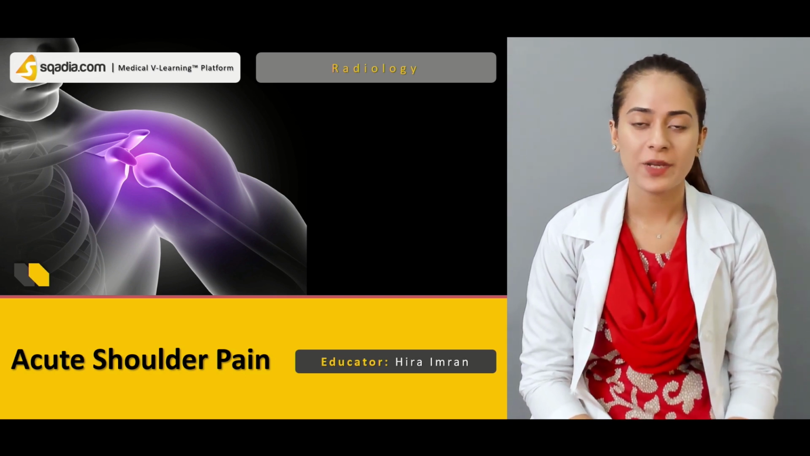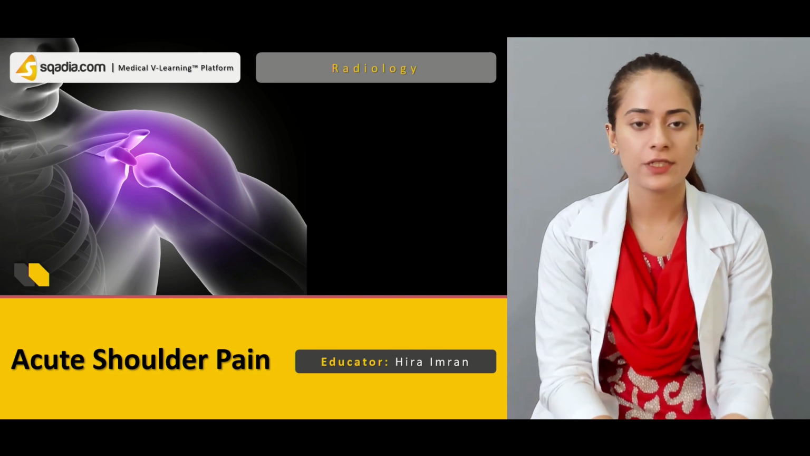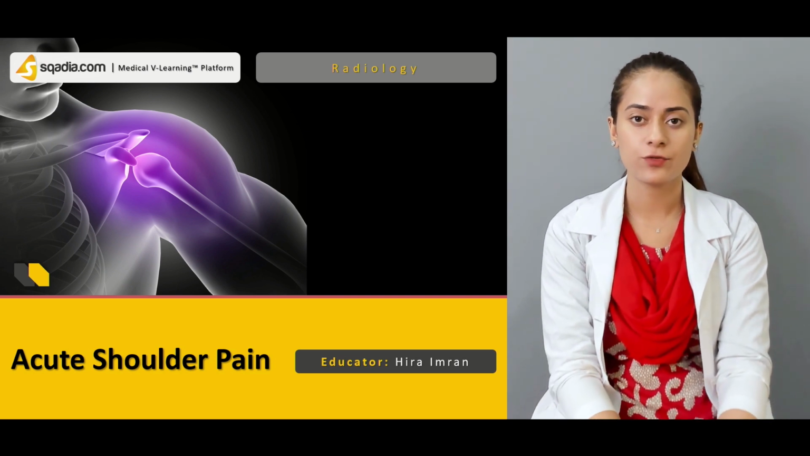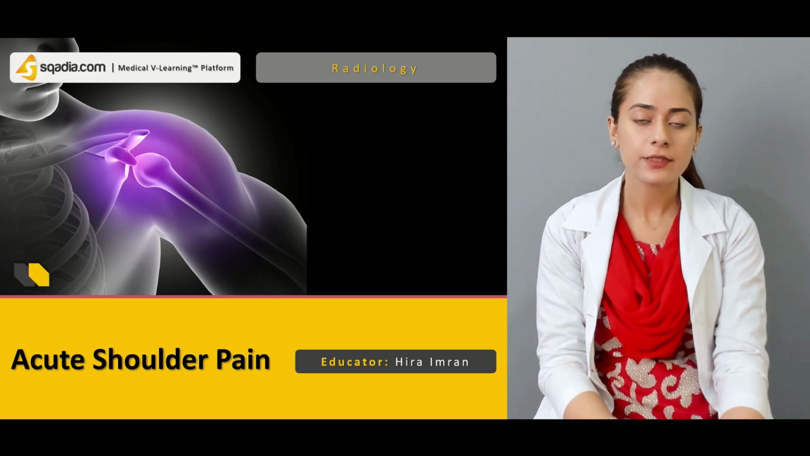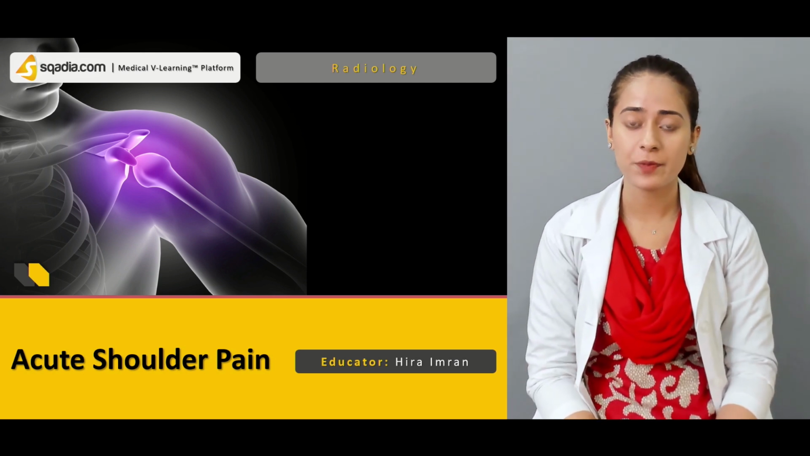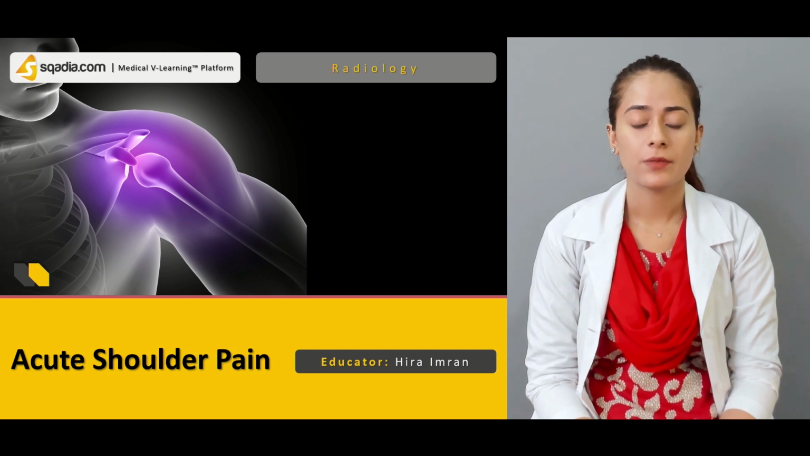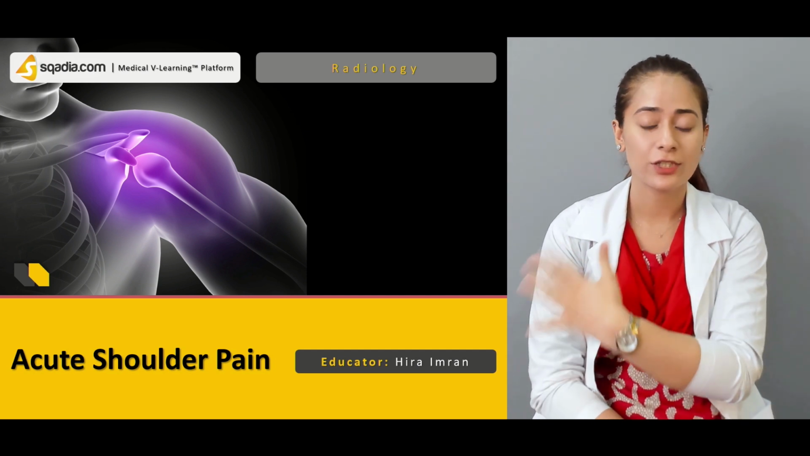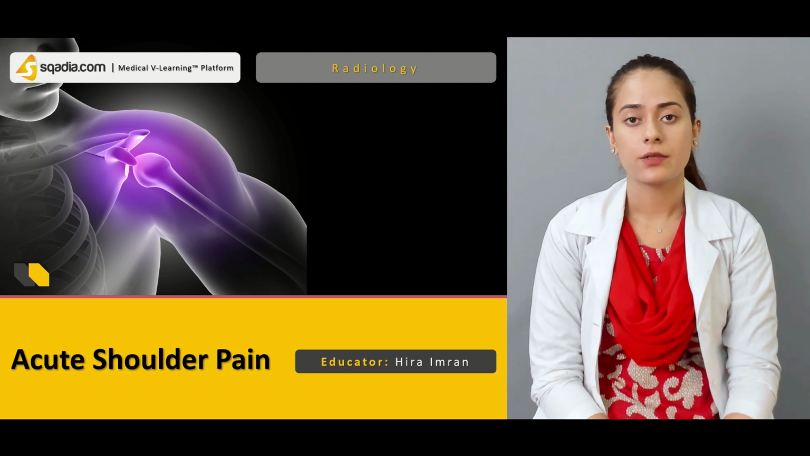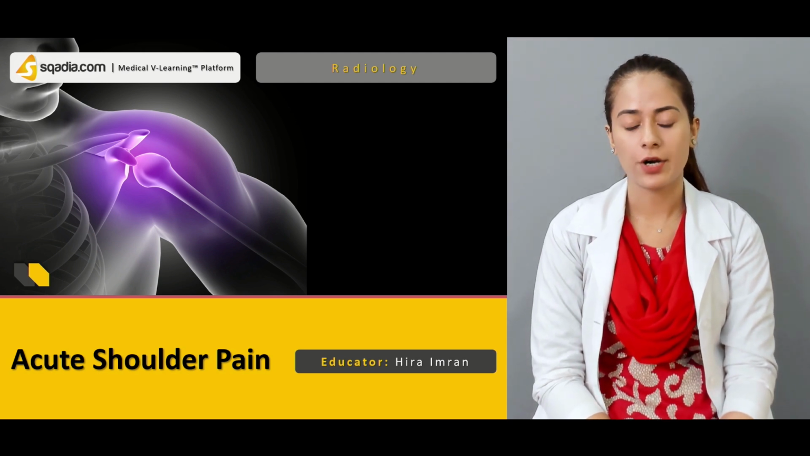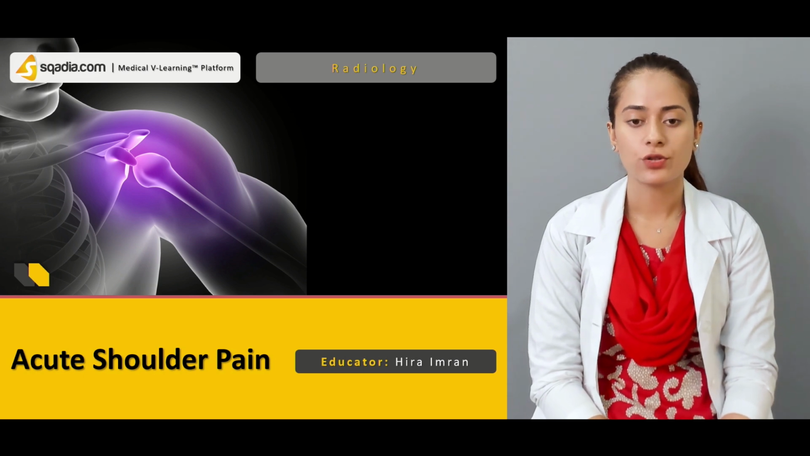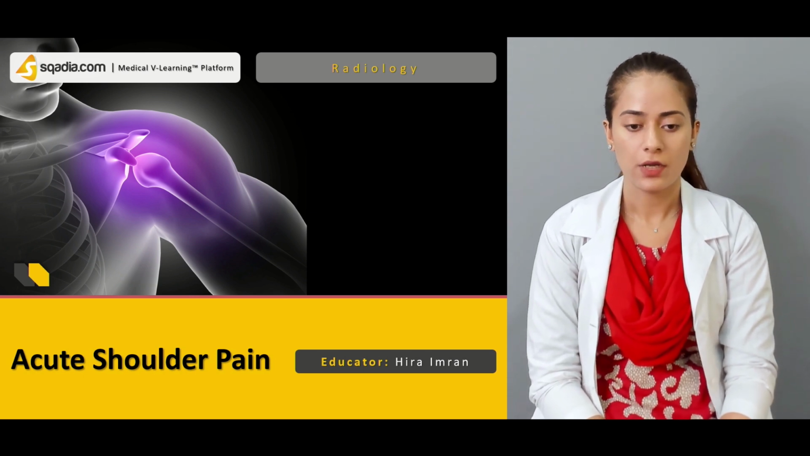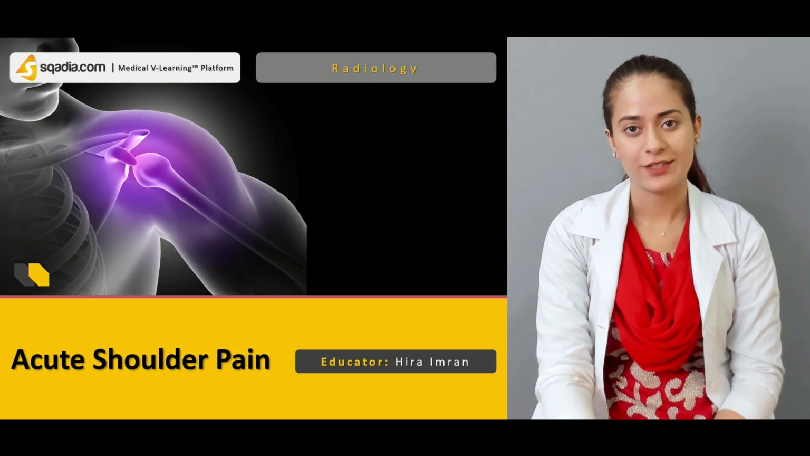So if the acute pain is due to overhead activities, then conservative treatment is suggested. But if there is night pain, and if there is very severe pain in resting positions of the arm, then it is suggested that one should look for surgical interventions. So let's get to it.